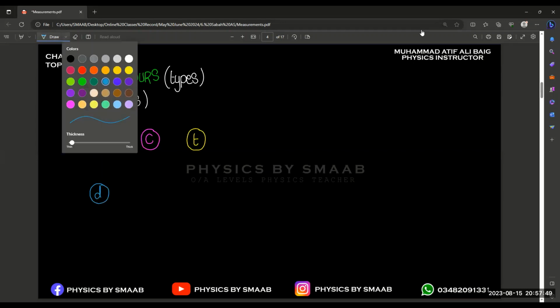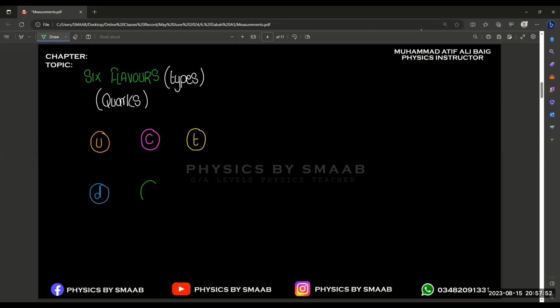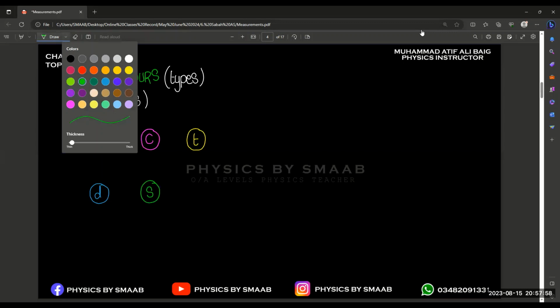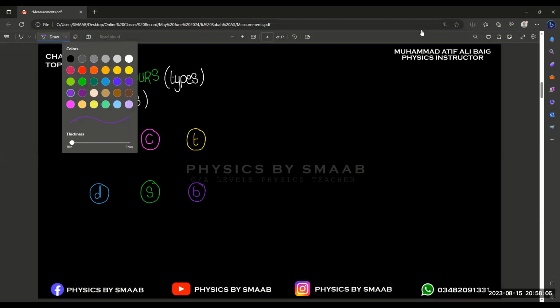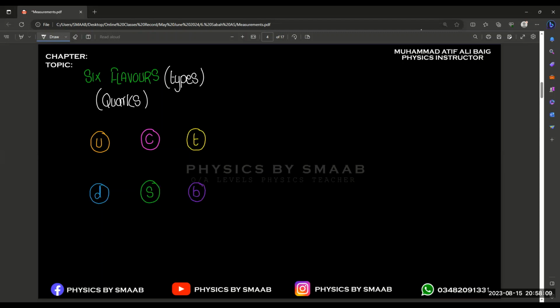Fifth one is S, and the last one is B. Now there is a particular pattern, and what is the meaning of this particular pattern? The name that starts with U is the up. So this is the first flavor of the quark that is known as up, and the second one is the charm. These are like the names of the different flavors: the charm, the up, and the third one is T, top.